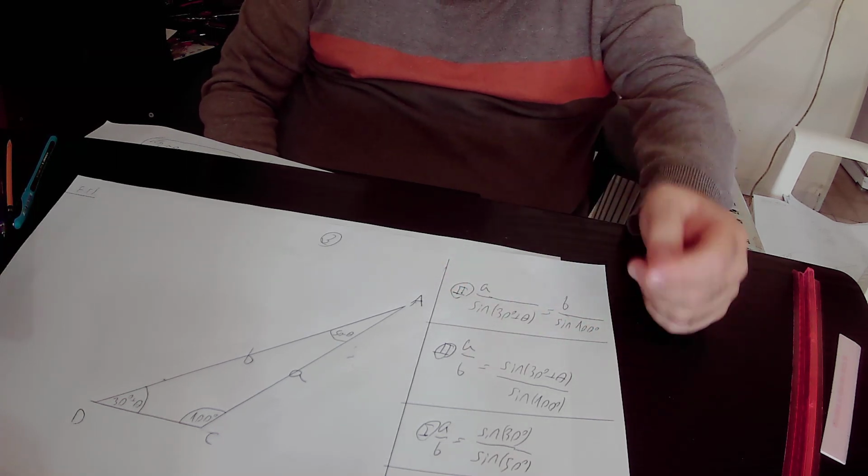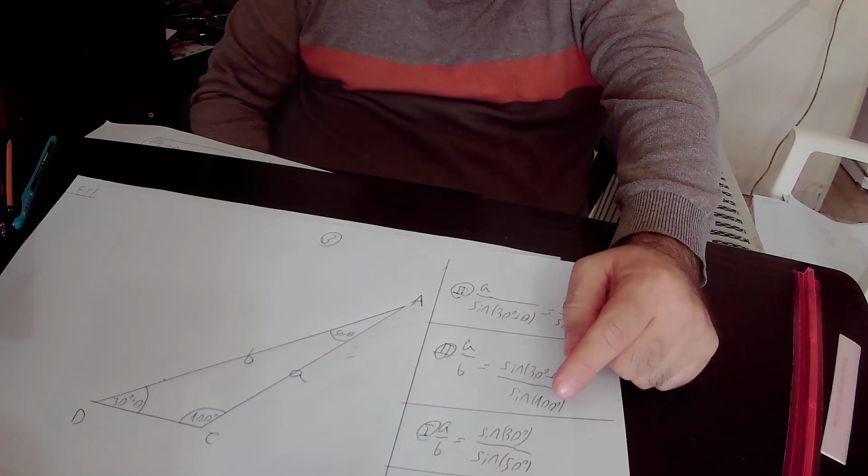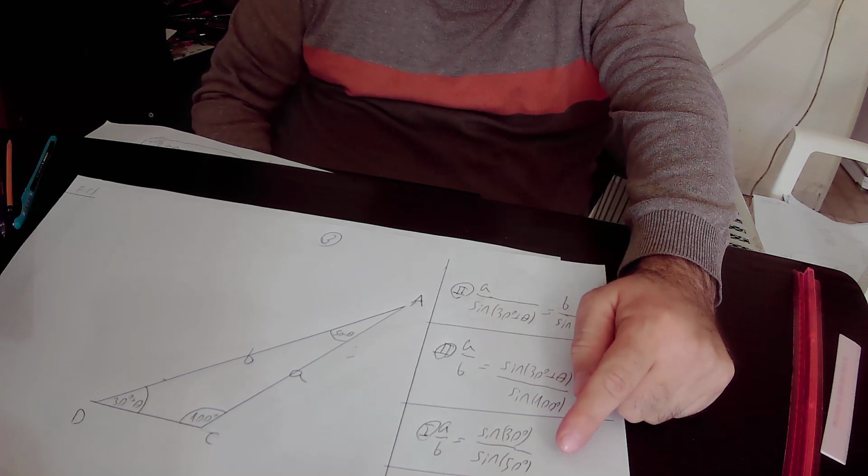But we have already found out that according to equation number 1, A over B equals sine 30 degrees over sine 50 degrees.